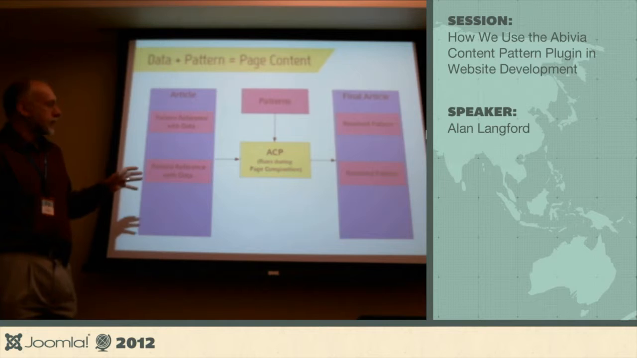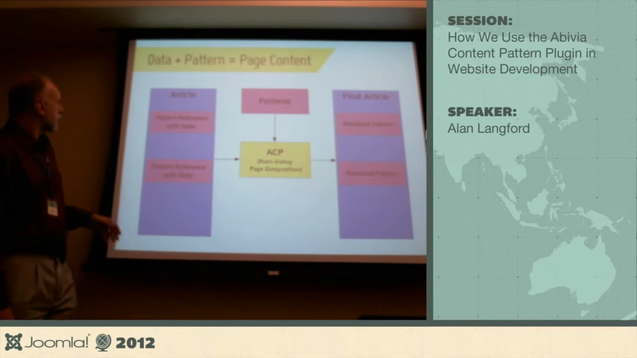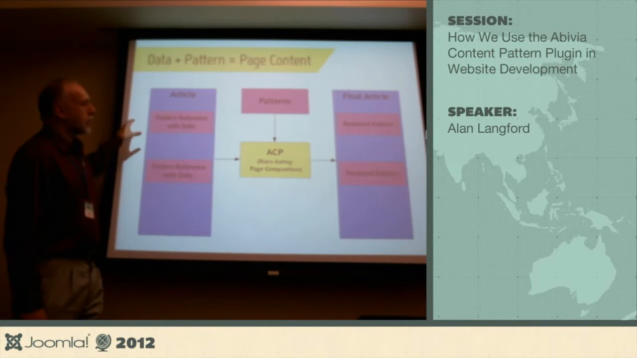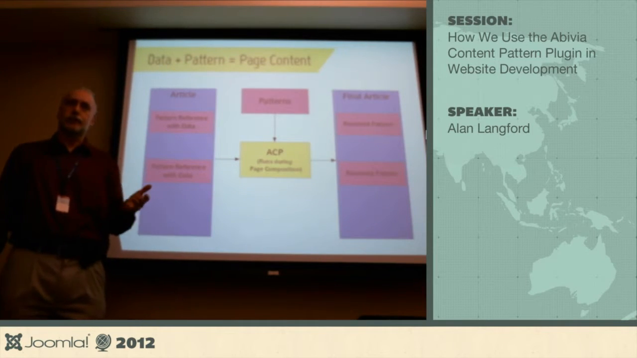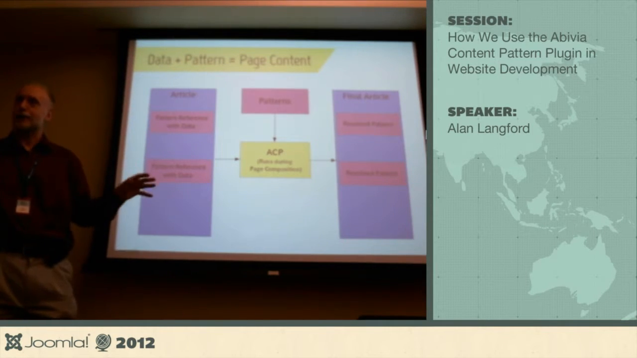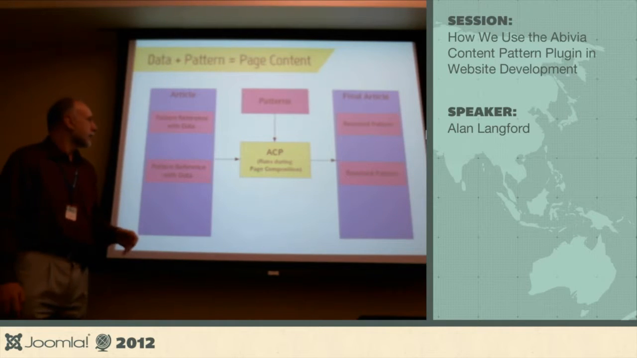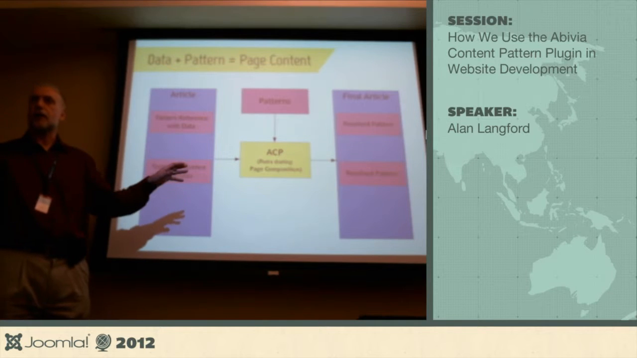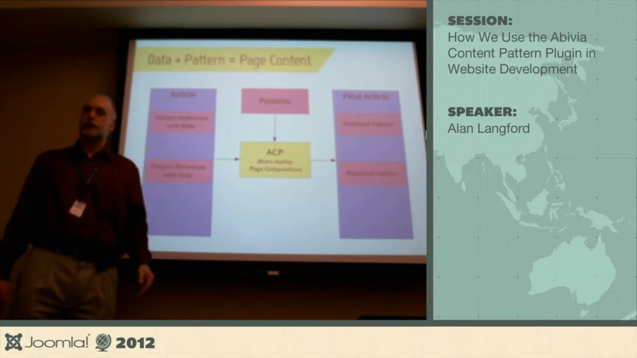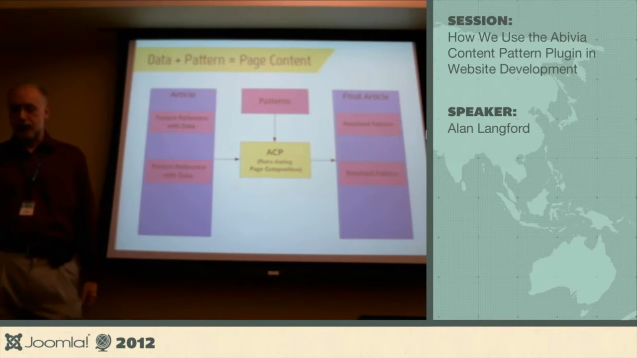So at the time the page is composed, as a plugin, ACP sees this reference, it goes and fetches the pattern, which is another article, best done with a text editor rather than with a JavaScript editor. It pushes the variables that you've defined into that and composes a final article, so you can have multiple pattern references in the article, and then it pushes that out to the browser.